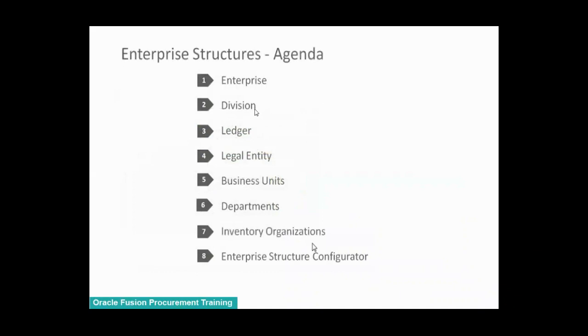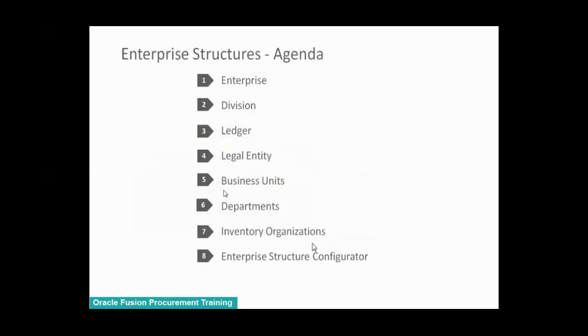Under that, these are the divisions. This division classification may be based on the product or on a geographical classification. If it is based on the product, suppose Reliance Supermarket is a division, Reliance Petrol is a division, and Reliance Entertainment is a division, and the ledger is one and the same. There is no difference between the EBS ledger and the Fusion ledger, and the legal entity is also the same. There is no change on the ledger side and the legal entity side.